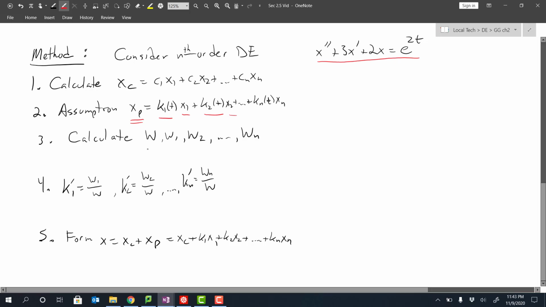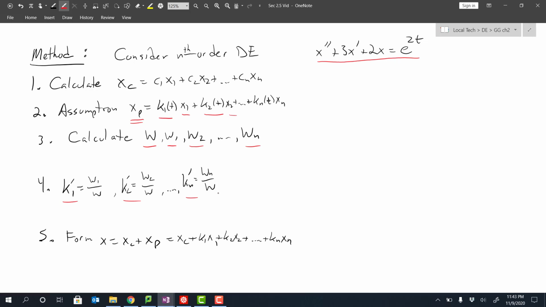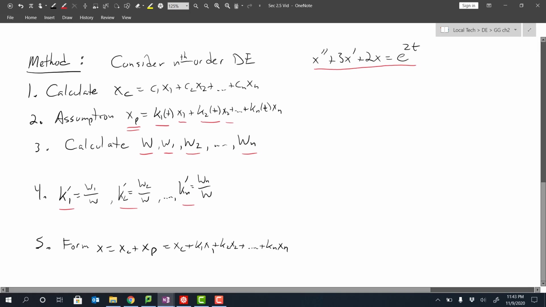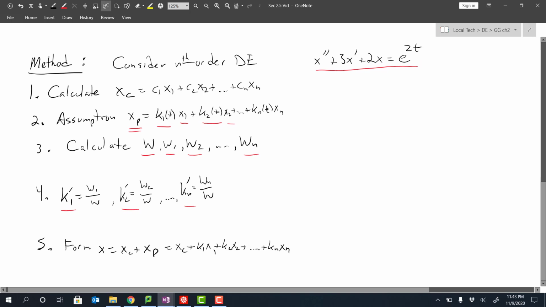We're going to calculate the Wronskian given our solutions, and these other determinant values, w1, w2, wn, and these will allow us then to calculate k1 prime, k2 prime to kn prime, which we can then integrate to find our k values. And then lastly, we'll form our general solution. So let's look through the details here with a specific example.